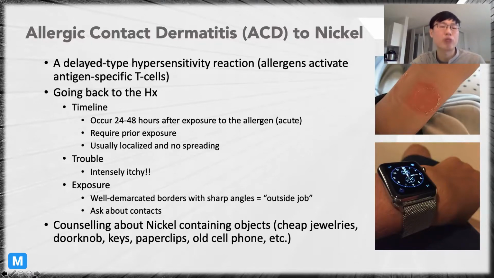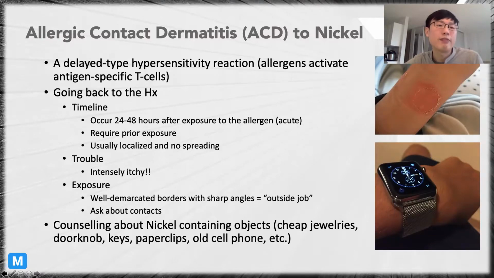And on the history, it's particularly important because there's no other way to differentiate what the trigger is. You want to ask about particular exposures, and in this case, it's a watch. You want to ask about any contact, sometimes jewelry. If the patient has jewelry on the wrist, it can cause it. If they put on any adhesives, any stickers over there, you want to ask about contact with adhesives. Basically, the bottom line is you want to ask about exposure, and the patient will complain of intense itching.